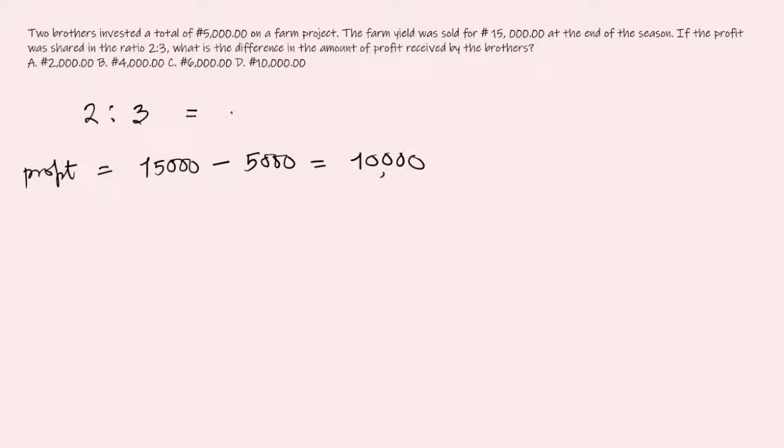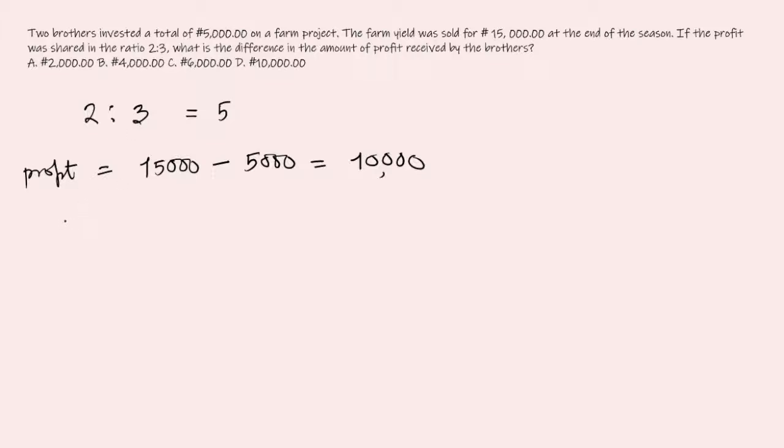So don't forget, I said we should always find the sums of our ratios. And so what this is saying is that if you divide this profit into 5 places, you get 2,000 each. And the first person is getting 2 portions of that, which is going to be 4,000. And this person is getting 3 portions of that, which is going to be 6,000.